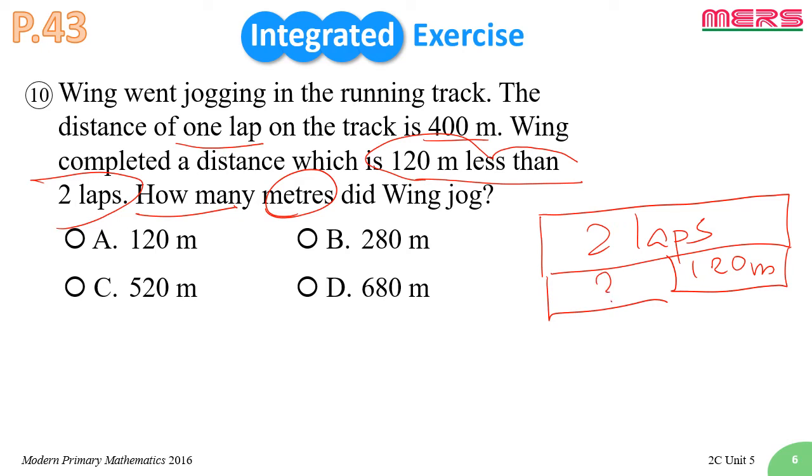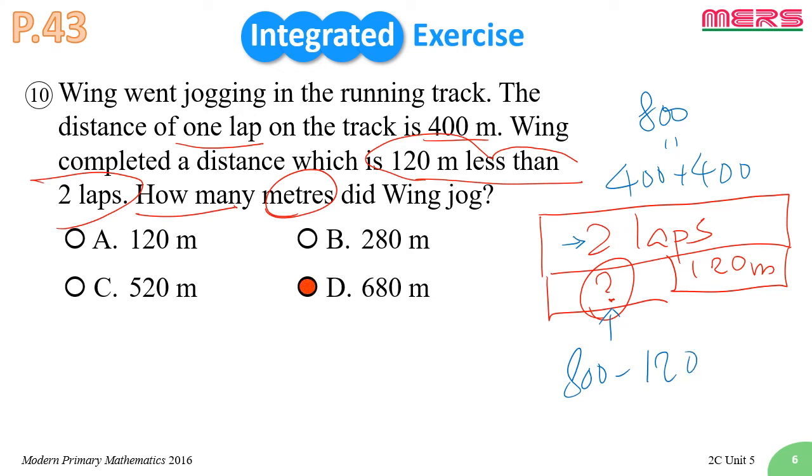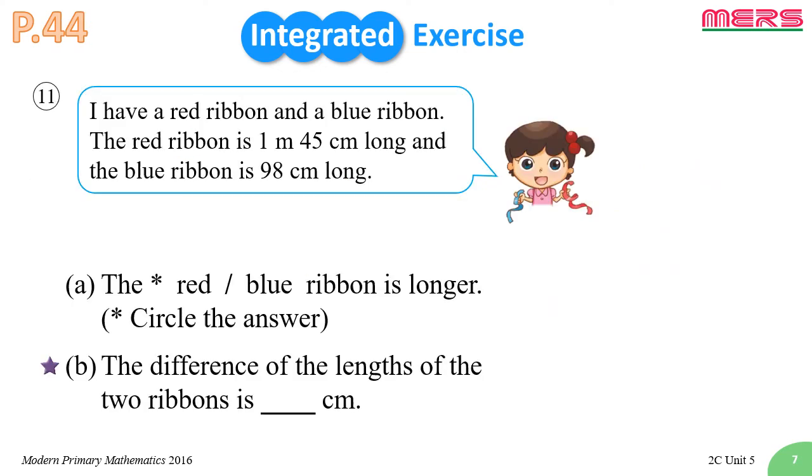less than 2 laps. Then you have to find out this one. What is the distance for 2 laps first? You can read the question. 1 lap on the track is 400, so 2 laps should be 400 plus 400, which is 800 altogether. So 120 meters less than 800, this answer should be 800 minus 120. It becomes 680.